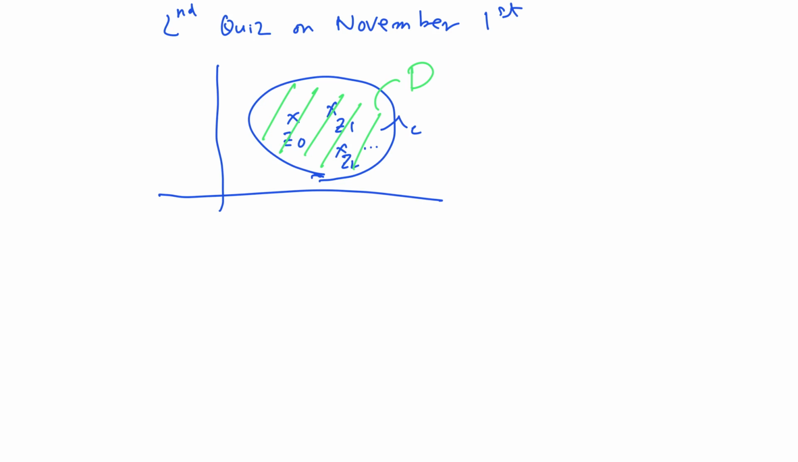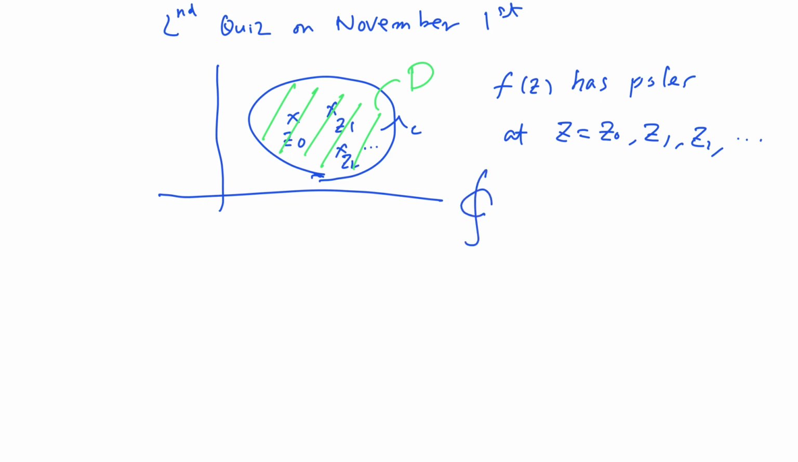So the previous result about Cauchy's integral theorem and integral formula says that if f(z) has poles at z1, z2, etc., then the integral of f(z) dz is 2 pi i times the sum over i of the residue of f at z_i.